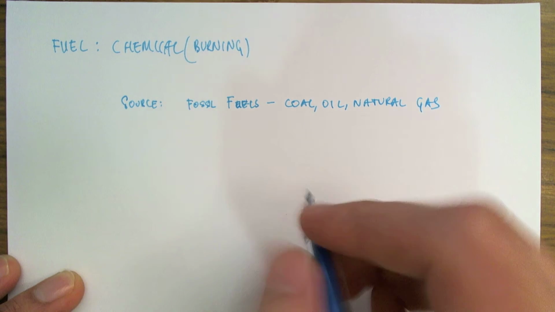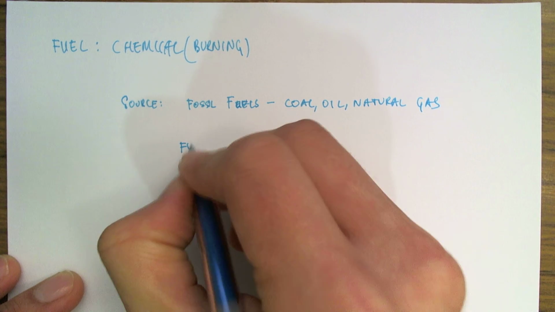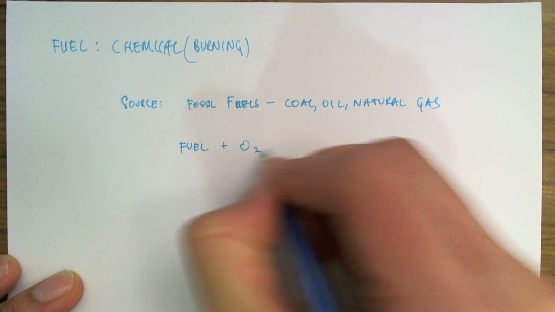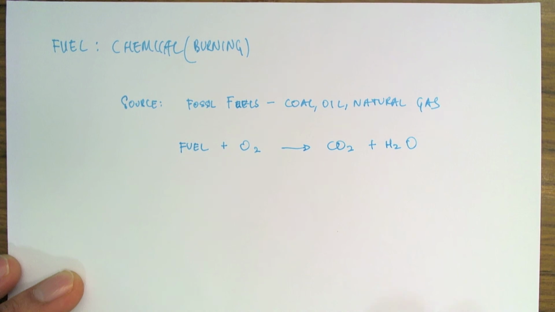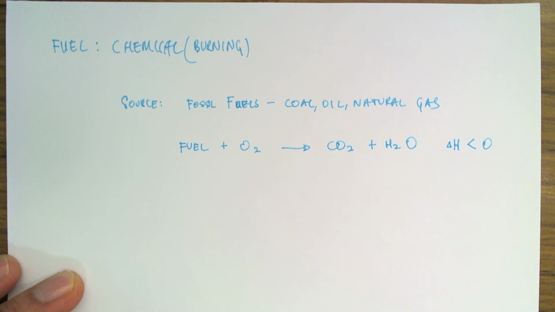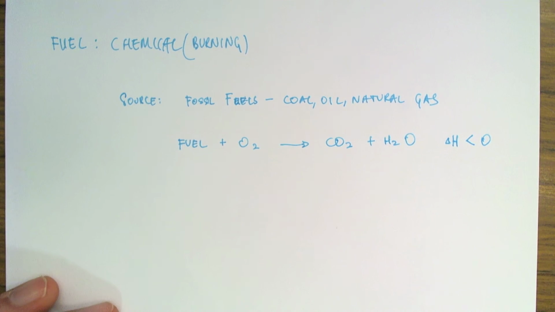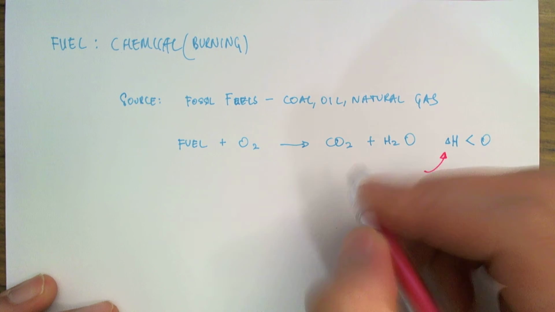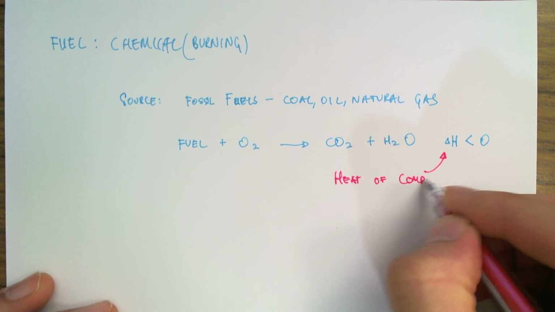Now, what happens is that we take the fossil fuel and we burn it in air. So you take the fuel, you burn it in air, and typically it results in carbon dioxide and water. And the energy that's released is exothermic. So it's going to be negative. Remember, when the enthalpy change is less than 0, it's negative. And that heat that's given off is called the heat of combustion.